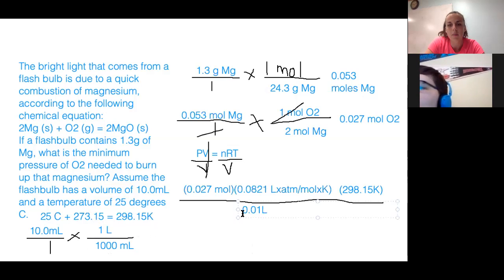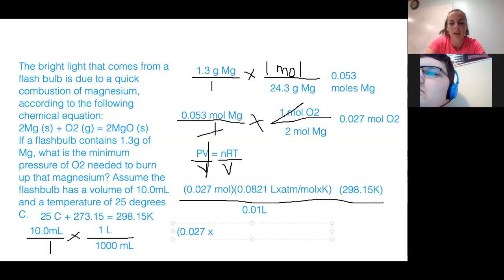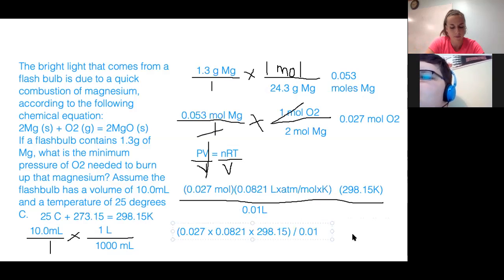Okay, and then you're just going to plug this on your calculator. So in the calculator, it's going to look just like this on the top with everything. So here, I'll type it out for those of you who are struggling with how to plug things in the calculator. Open your parentheses, 0.027 times 0.0821 times 298.15. Close your parentheses. That whole thing divided by 0.01. Plug it in the calculator, and when you do, you're going to get 66.